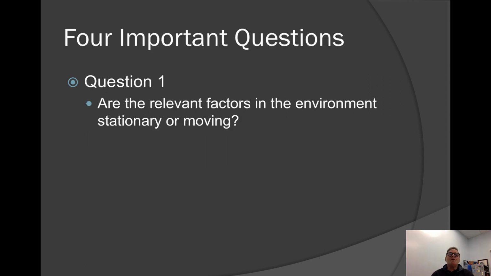So there are 4 important questions that we're going to discuss in relation to Gentile's whole taxonomy, and I will make sure that all 4 questions are within the presentations that we have. The first question related to open and closed skills is, are the relevant factors in the environment stationary or moving? If they're stationary, then it's a closed skill. If they're moving, it's an open skill.